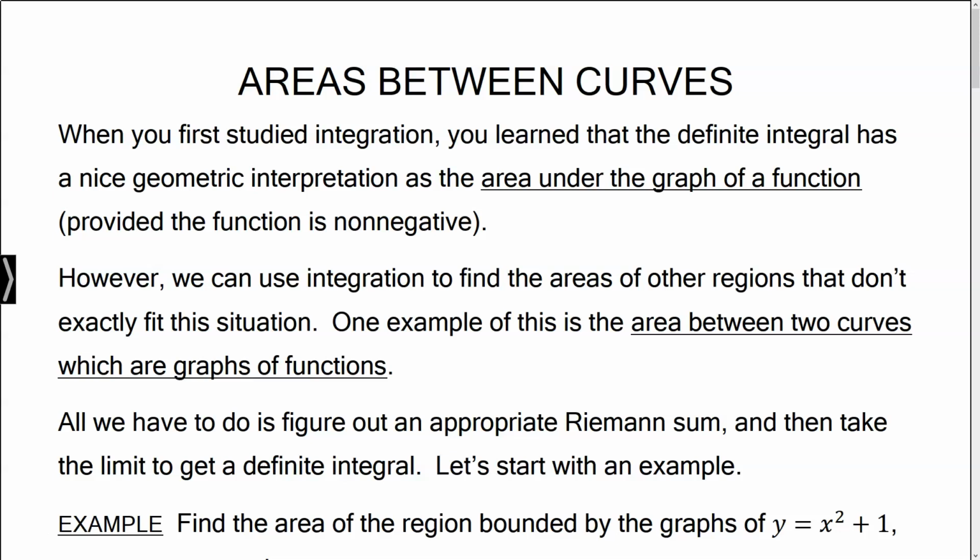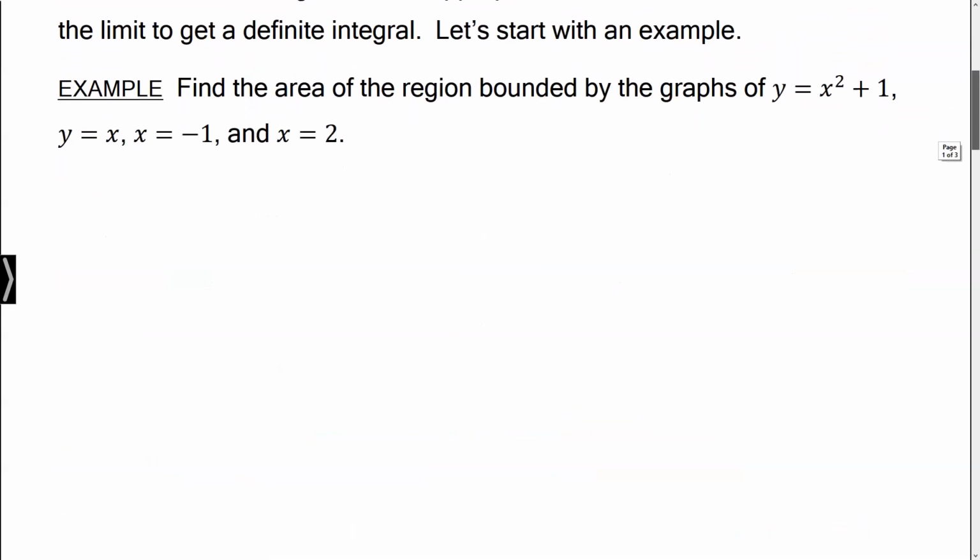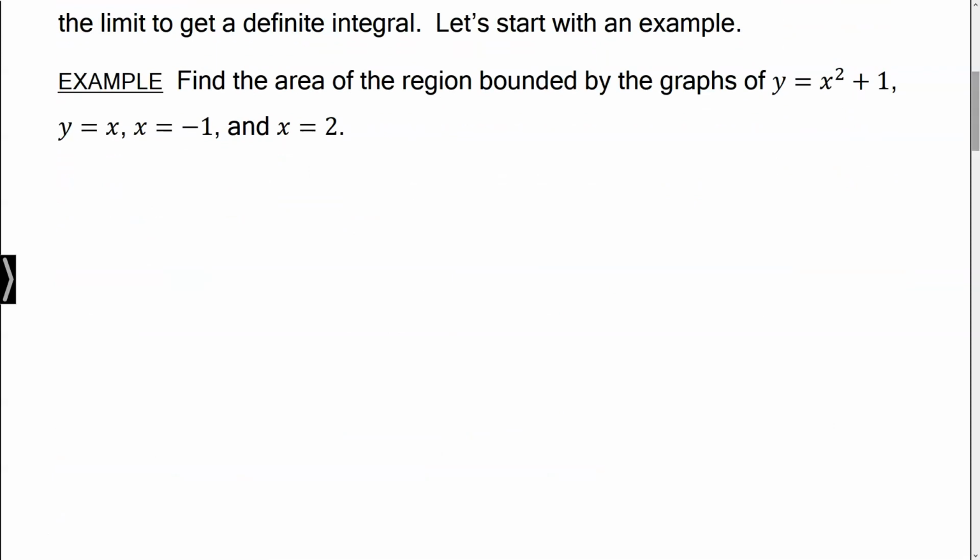So let's start with an example, and then we'll talk about the general case. We're going to find the area of the region bounded by the graphs of two functions: y equals x squared plus 1, y equals x, x equals negative 1, and x equals 2. I'm going to go ahead and graph these in Desmos, because Desmos can graph a whole lot better than I can graph by hand. So let's go ahead and look at those.